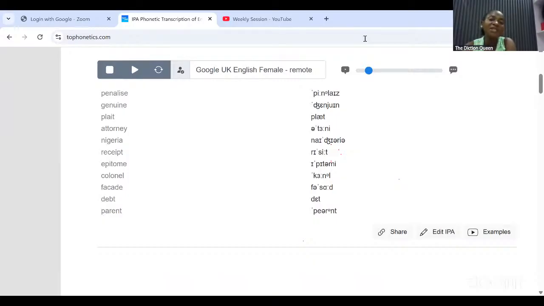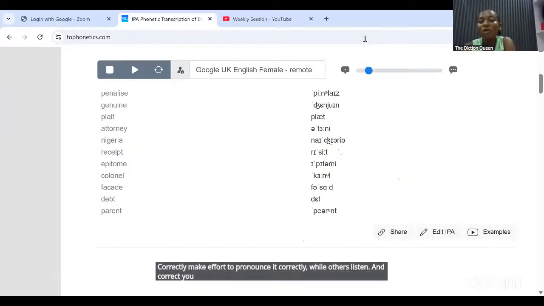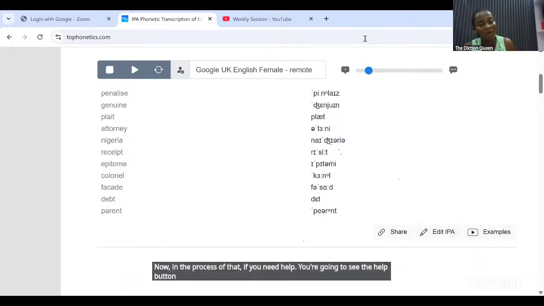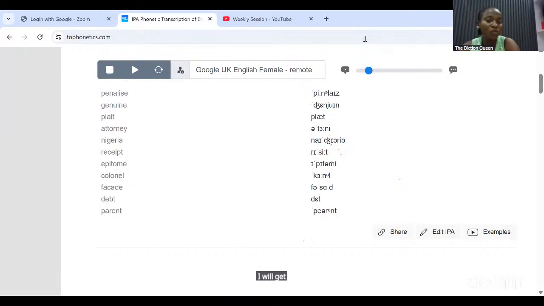So each person in each room takes turns to pronounce the words correctly. Make effort to pronounce it correctly while others listen and correct you when they feel you aren't pronouncing it nicely. Now, in the process of that, if you need help, you're going to see the help button where you can ask for help. I will get a message and I will join your group to help you out.